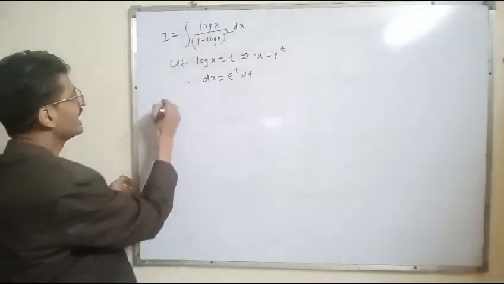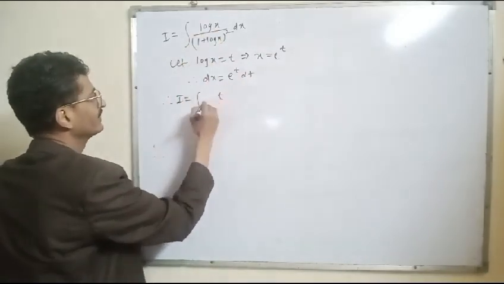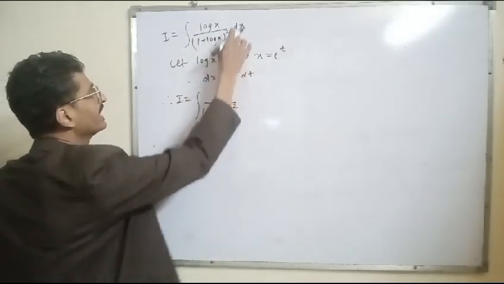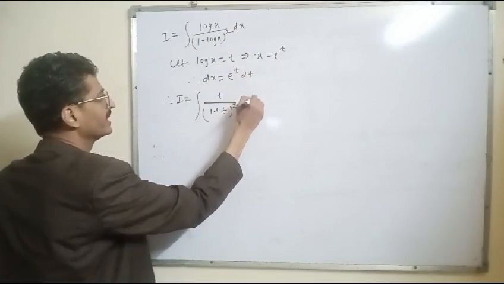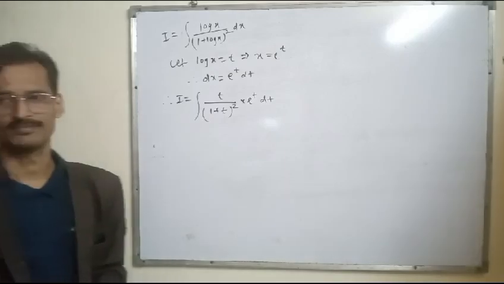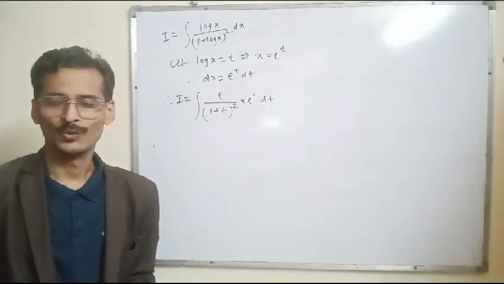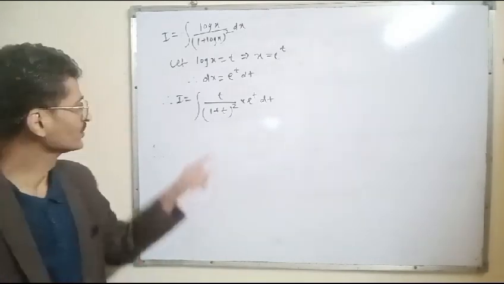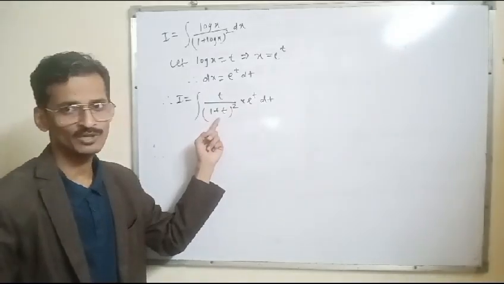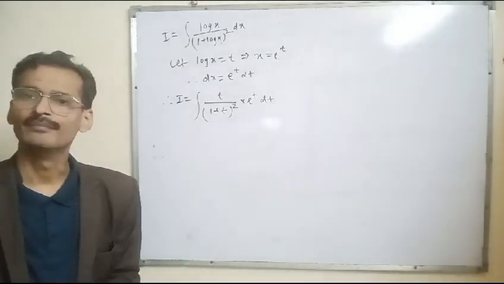So now this I we can write as, log x is t, upon 1 plus log x, that is t, whole square, dx is what? e raised to t dt. Now how can we solve this sum? We know integration of u into v. So for u into v we can use this part, but this part is given. So that is not possible, and we don't know u upon v. So how can we solve this sum?